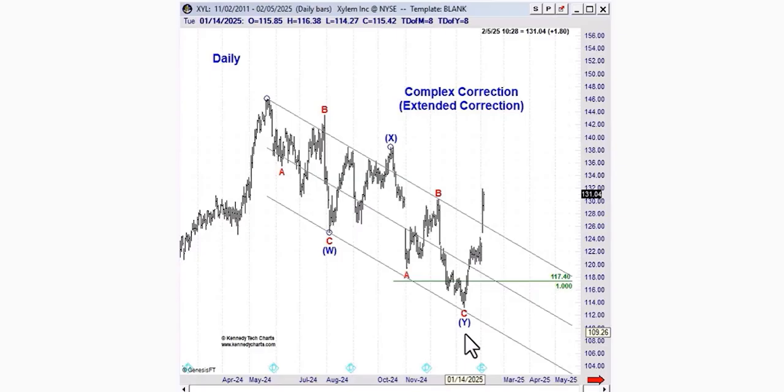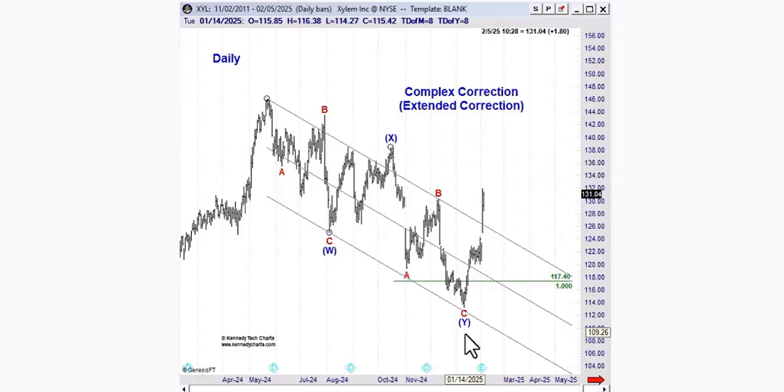Okay, so this technically falls into the category of what we would call a double zigzag. See, this is where complex corrections get a little bit confusing, and I hope to clarify this specific pattern in today's lesson. Complex correction is really an umbrella term. It actually incorporates double zigzags, and I'll show you some examples, double threes, and what we also call combinations.